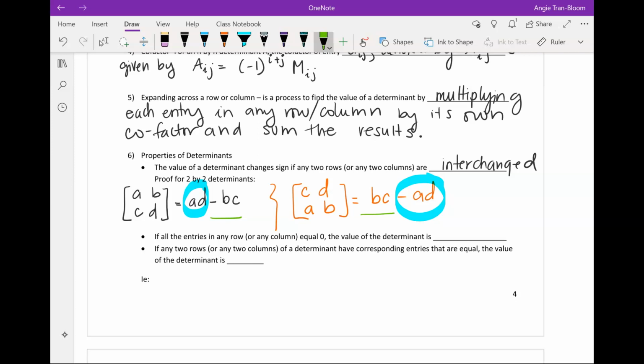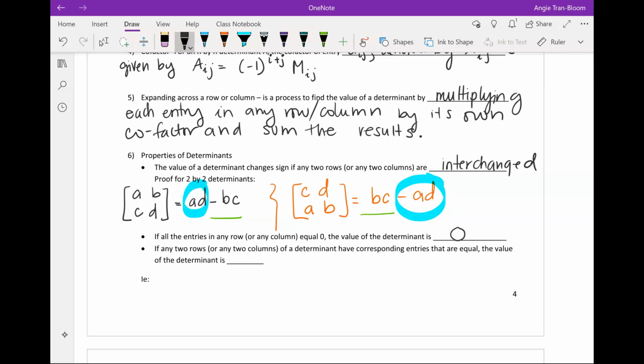If all the entries in one row or one column are equal to 0, guess what the determinant is going to be? All the entries are 0, so when you multiply them, it's going to be 0, right? If any two rows or any two columns of a determinant have corresponding entries that are the same, the value of the determinant is... any wild guesses before we prove it? 1?